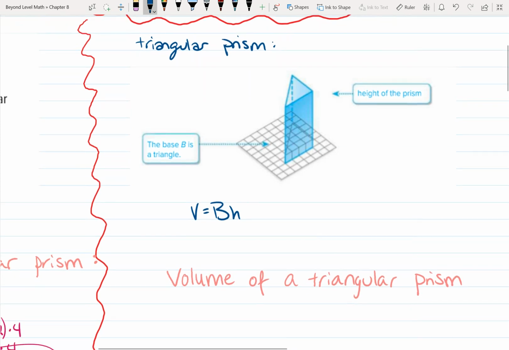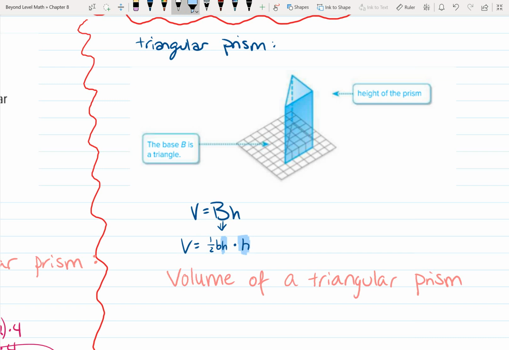Now, if you think of a triangle, the area of the base, you find the area by doing 1/2 base times height, and then times height of the prism. What's important to keep in mind is that these two numbers are not the same. Also, I used a capital B up top and a lowercase b in the second, more broken down formula. Those are not the same.